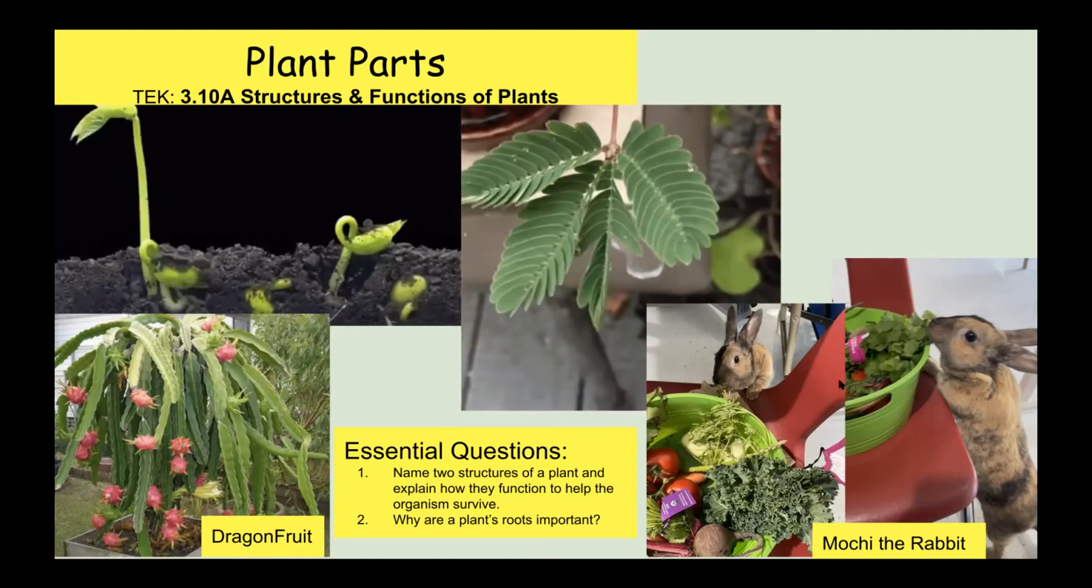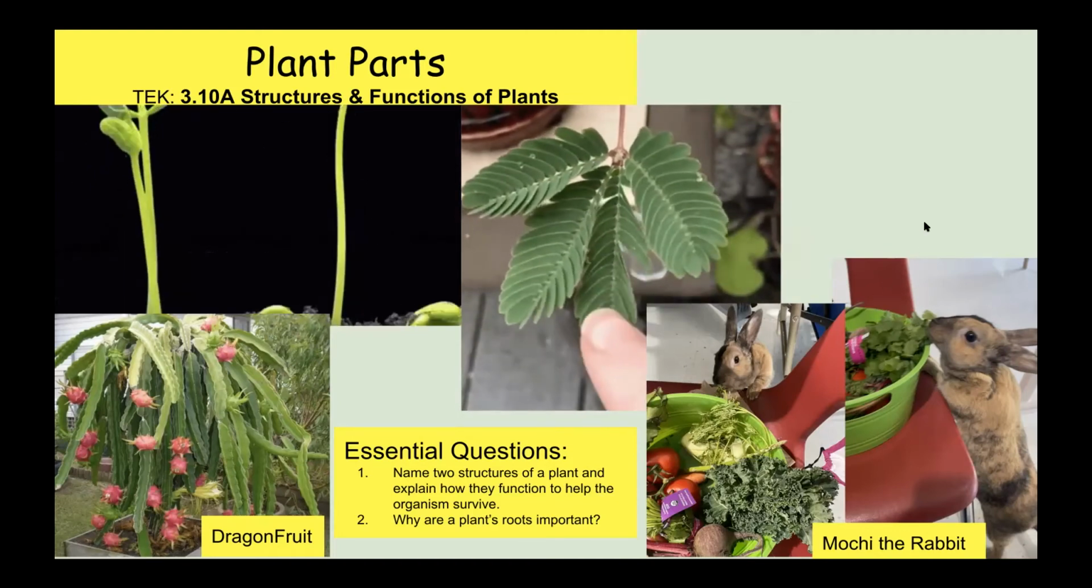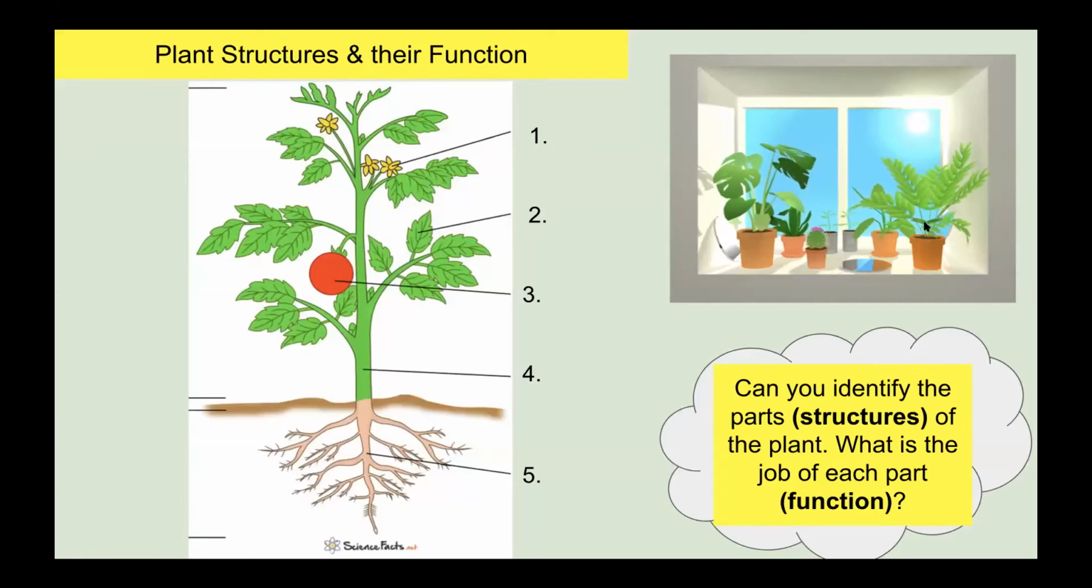So she was munching on cilantro in that picture. So take a moment to observe this diagram, see if you can identify what kind of plant this is, but also see if you can identify any of these structures. And again, a structure is just a plant part. So see if you can identify these structures and also see if you can describe what the job or function is for each of these structures.